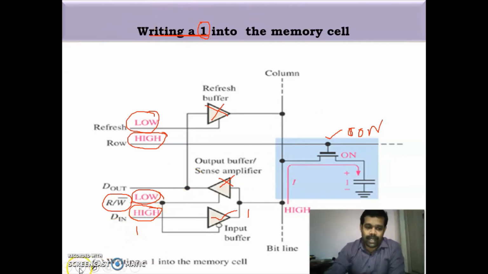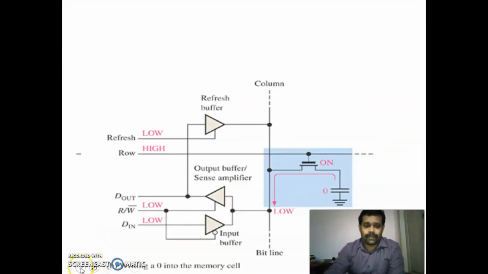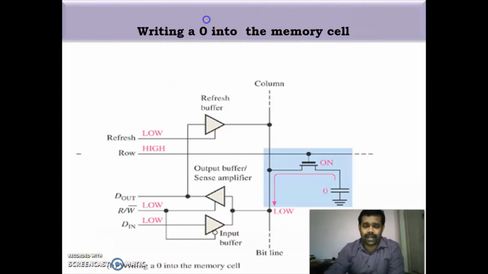Once again, I will tell how to write a 0 into the memory cell. Writing a 0, I have already explained. Once again, first you have to make the row high. It will turn the MOS transistor on.